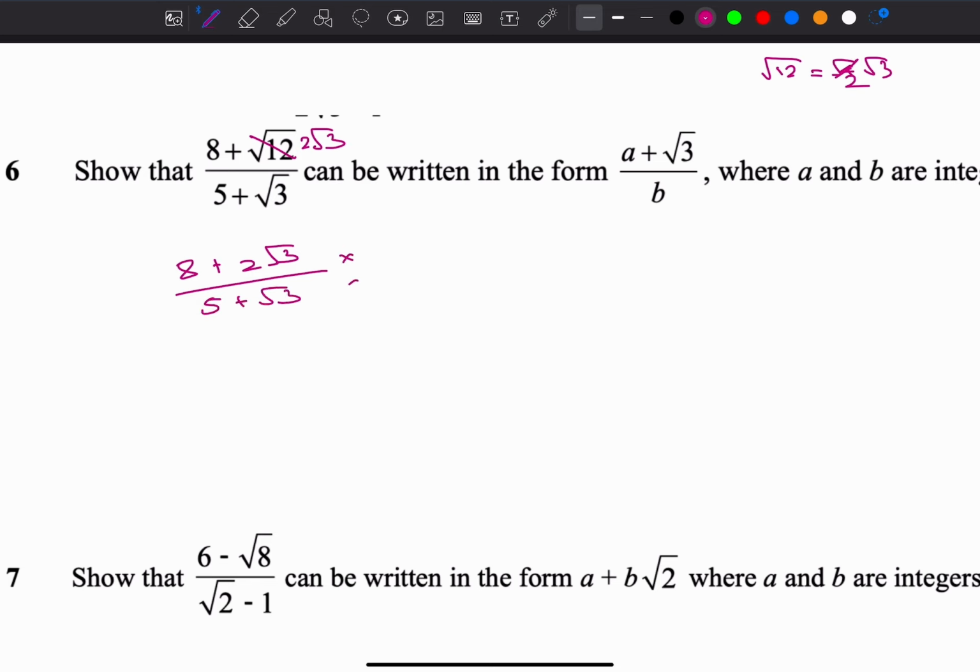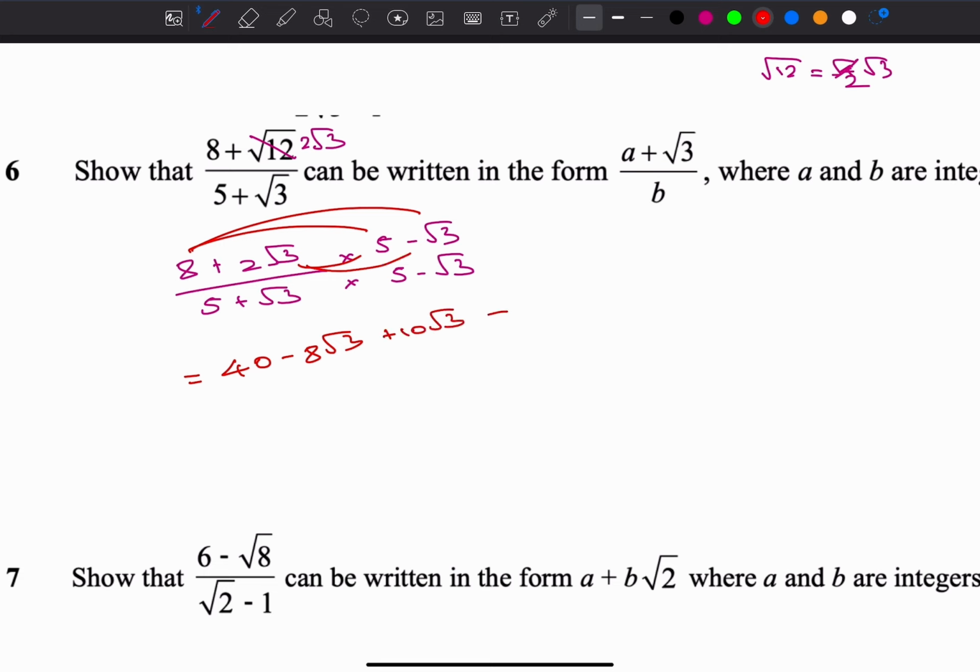Okay, how to rationalize it? 5, not plus root 3 anymore, minus root 3. 5 minus root 3. Yeah, make sure to change the middle sign. Yeah, here and here, here and here. 40 minus 8 root 3. Here and here, here and here. That makes it plus 10 root 3.